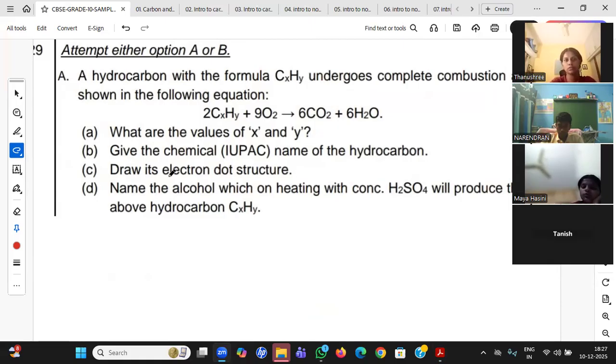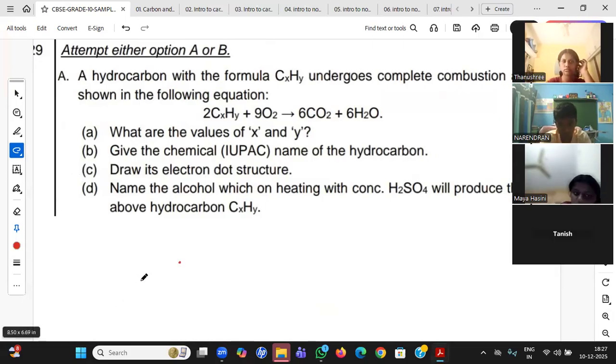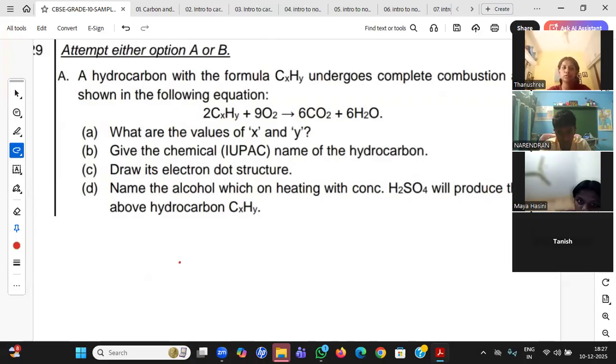A hydrocarbon with the formula CxH8 undergoes complete combustion like this. What are the values of X and Y? Please give your answer like A answer, B answer, C answer, D answer, student. So what are the values of X and Y? He's just asking the balancing, student. It's a chapter number 1 question actually, but it is a hydrocarbon. I think the question has been copied here.